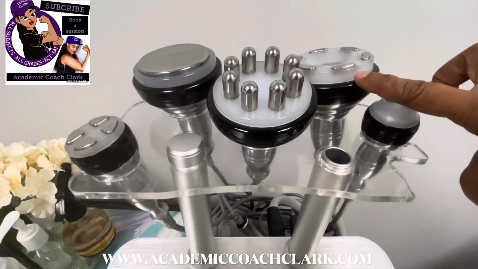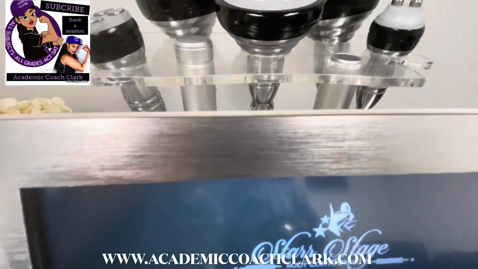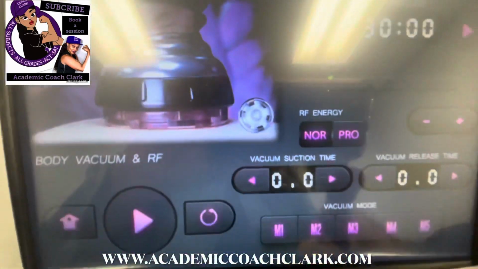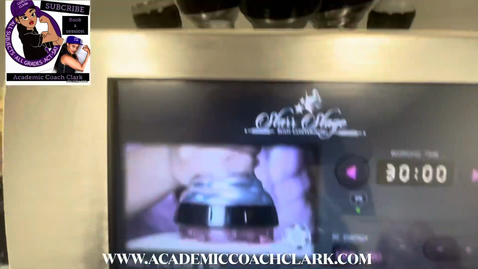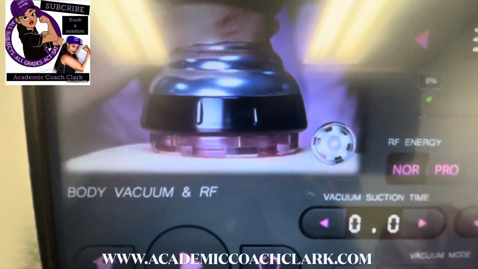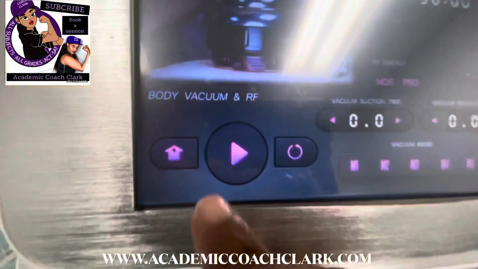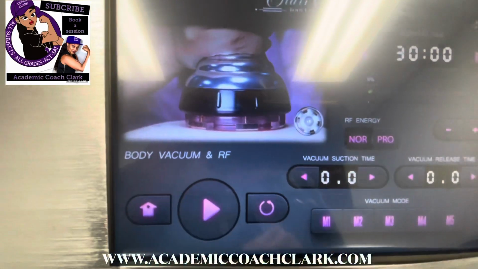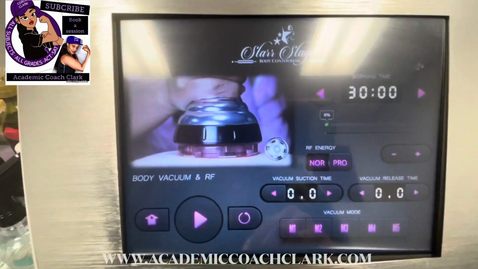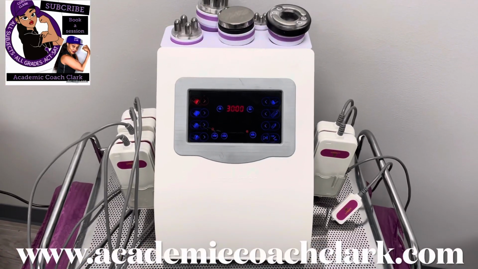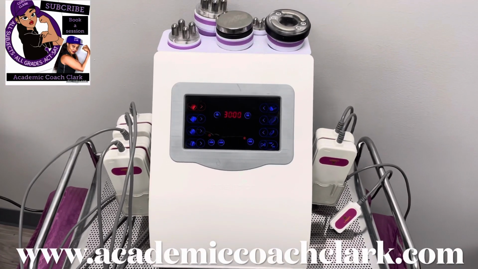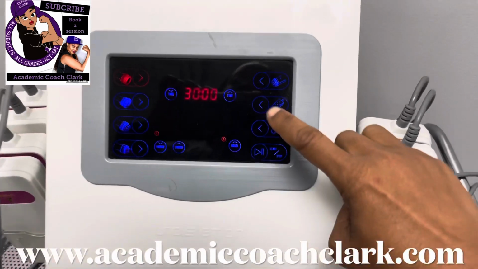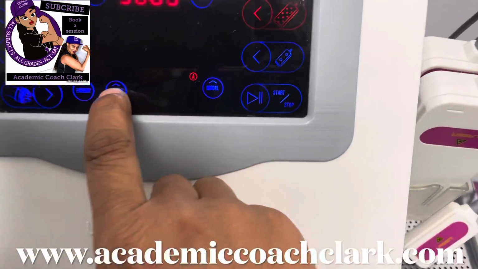This particular probe is for vacuum radio frequency, and that probe simply does the same thing that the other radio frequency probe does, but it also pulls those fat cells up to the level of the skin where we can move them to the lymphatic system. I wanted to also show you a different machine that has the same type of probes, but it also has the laser pads here for laser lipo.